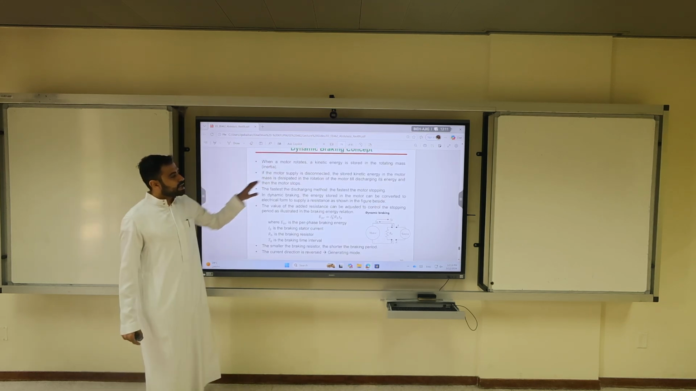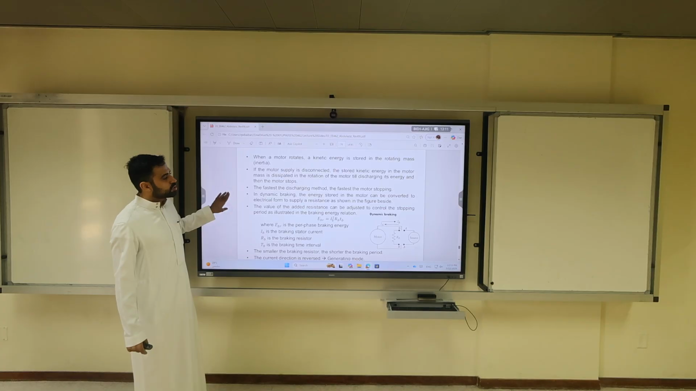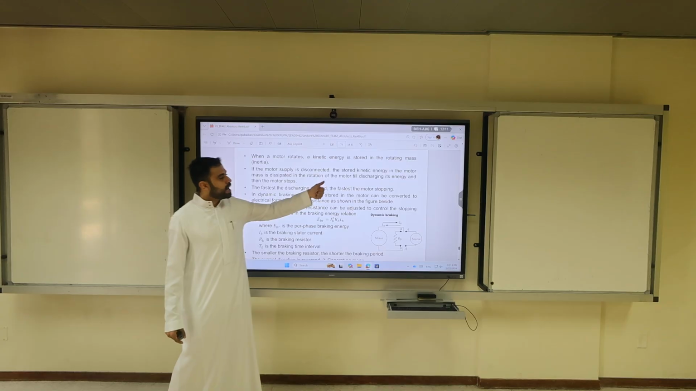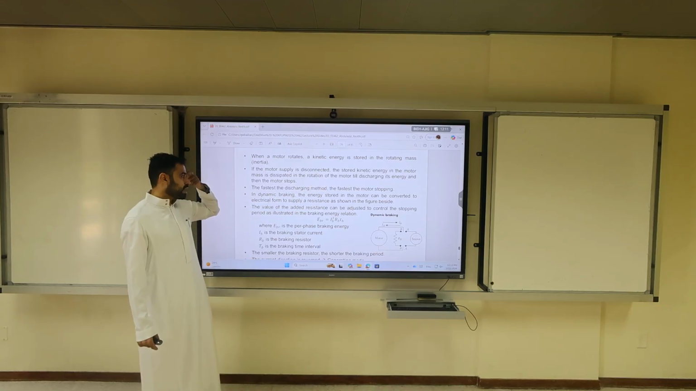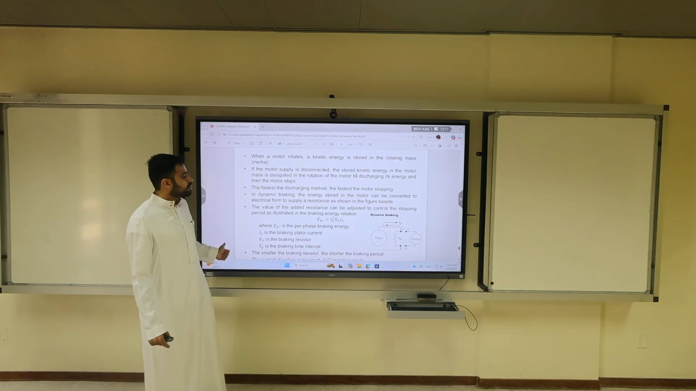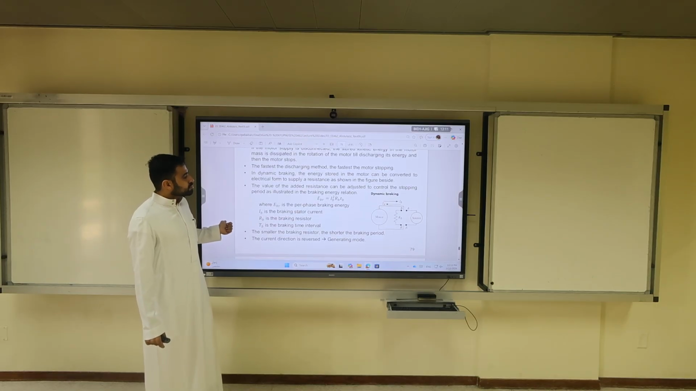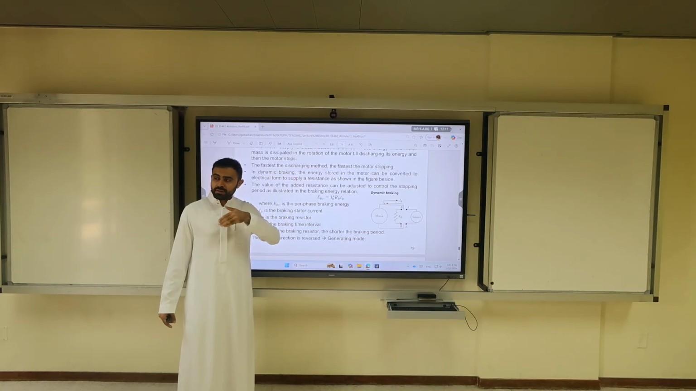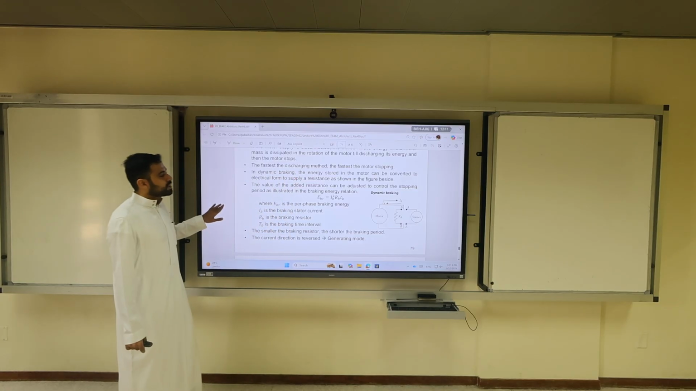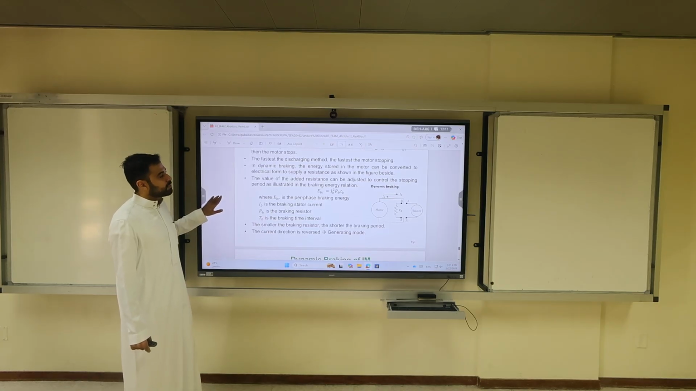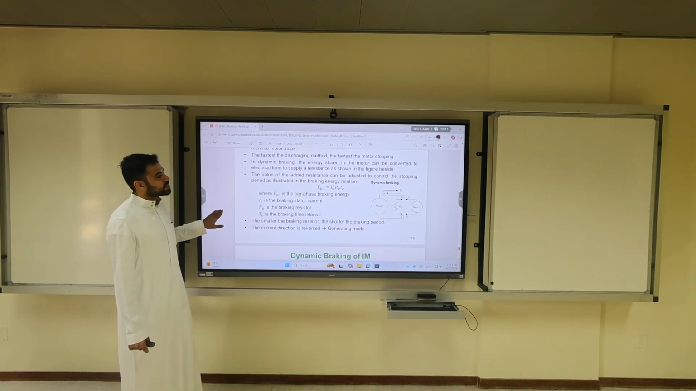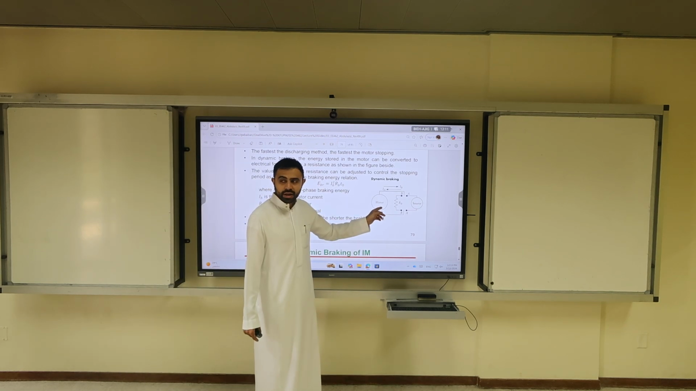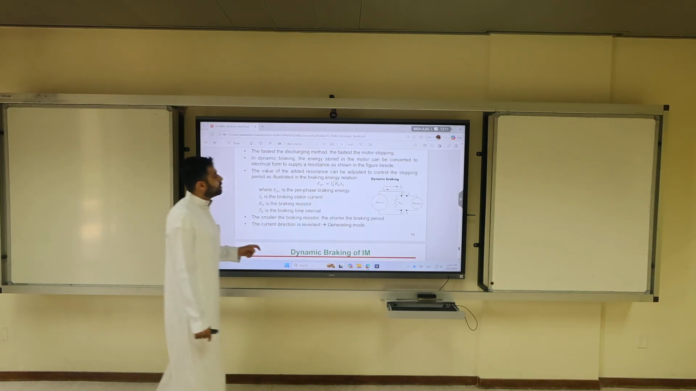When a motor rotates, kinetic energy is stored. If the motor supply is disconnected, the stored kinetic energy in the motor mass is dissipated in the rotation of the motor until discharging its energy and the motor stops through the resistor. The faster the discharge, we can go to zero faster. In dynamic braking, energy stored in the motor can be converted to electrical using a resistor as shown here. So this mechanical movement of the motor while it stops can go to electric again.